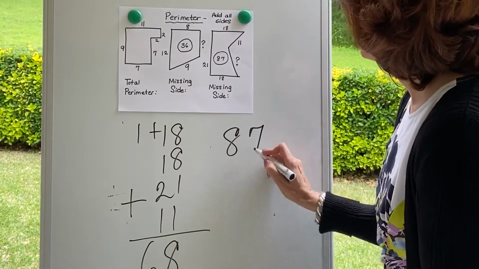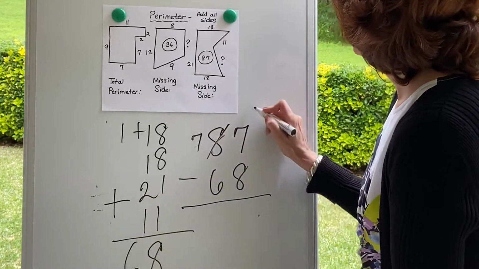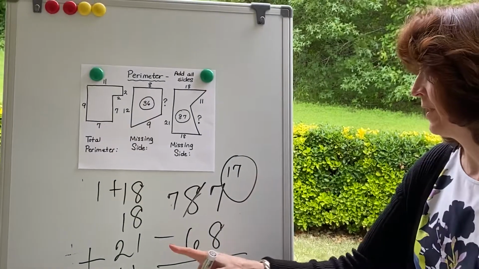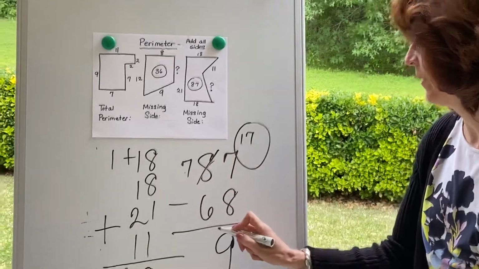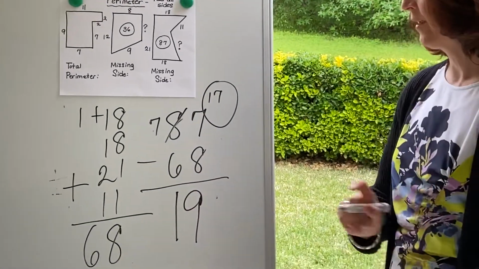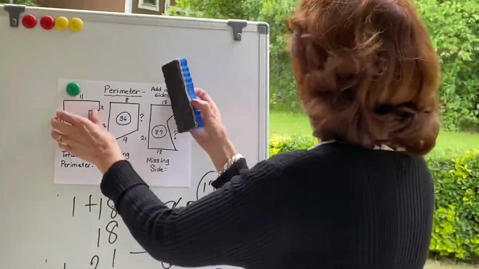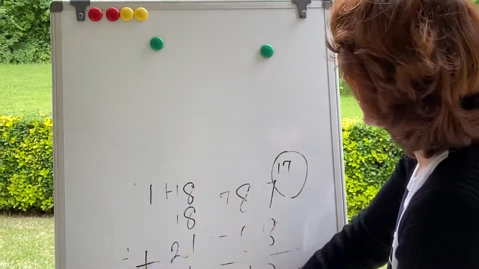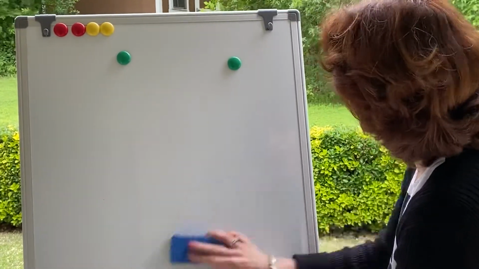87, take away 68. Regroup and borrow. 17, take away 8 is 9. 7 take away 6 is 1. Your answer for that is 19. So that is how you do perimeter. And for your math this week, some are 2 steps, actually, and some are 1.